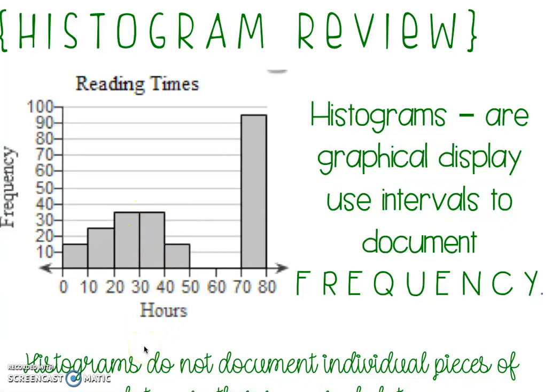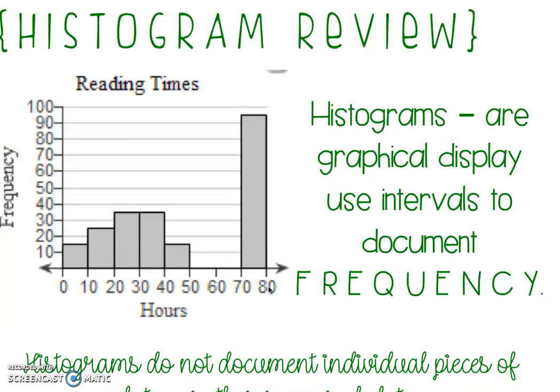Okay, histograms do not document individual pieces of data, rather ranges of data. So there's nothing that we can pull out from this data set. It's not like a dot plot where we can pull out those individual pieces of data. On a histogram, we just know that there were 95 people that documented 70 to 80 hours of reading. We don't know how many individual people did 78 hours of reading. We just know that there's those 95 people somewhere between this range of 70 to 80.